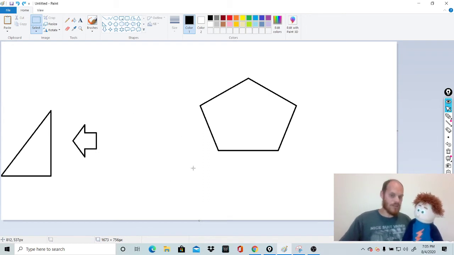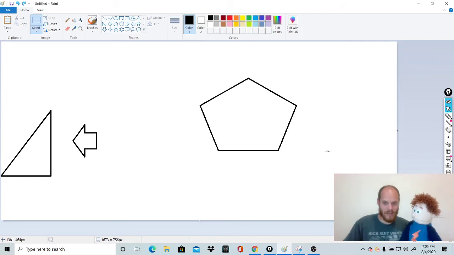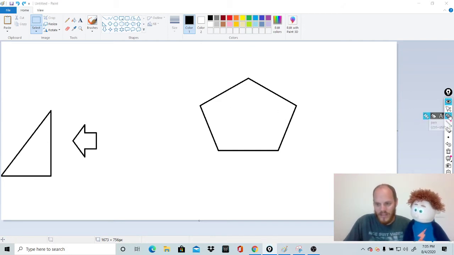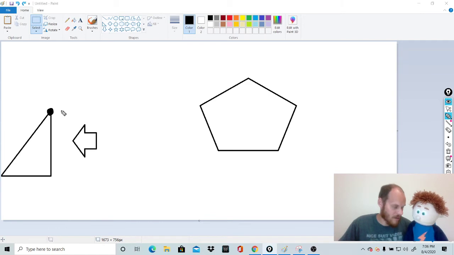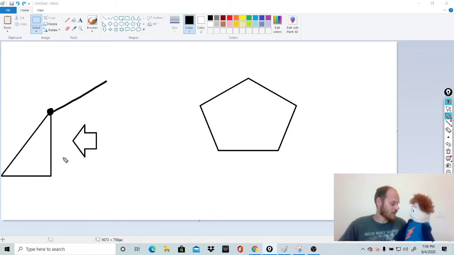And a lot of times, what you'll see is a shape rotates along a single point. What do you mean by that? Well, if I took a shape like this, we'll say I took this triangle and I wanted it to rotate along this point right here. Okay, so basically what I'm going to be doing is I'm going to draw a line like that.